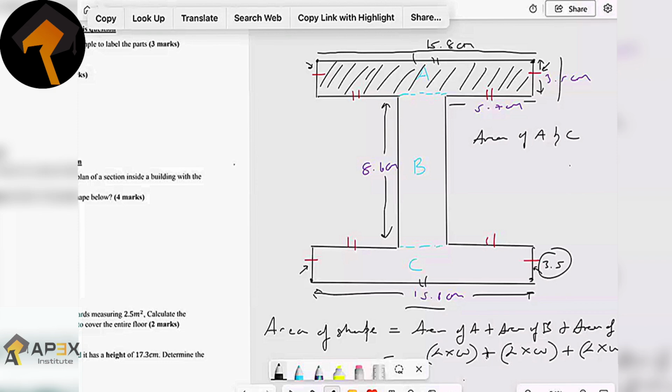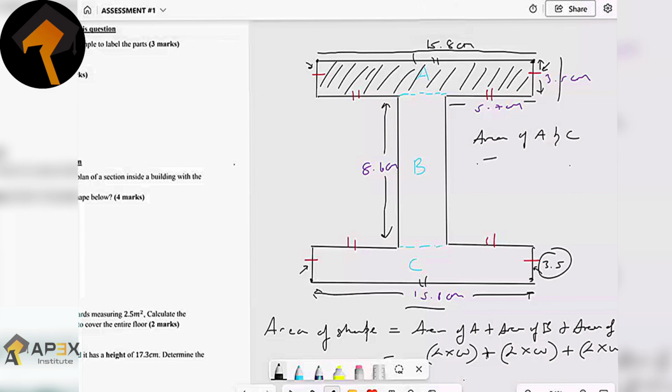All right, so the area of A is going to be, area is length times width. So that's going to be 15.8 multiplied by 3.5. So let me just quickly grab my answer sheet, because I had it yesterday before. Let's grab it here, guys. 15.8 times, okay, so 15.8.